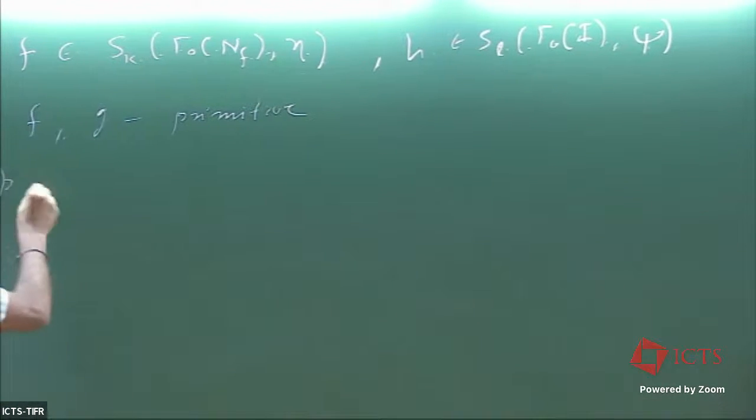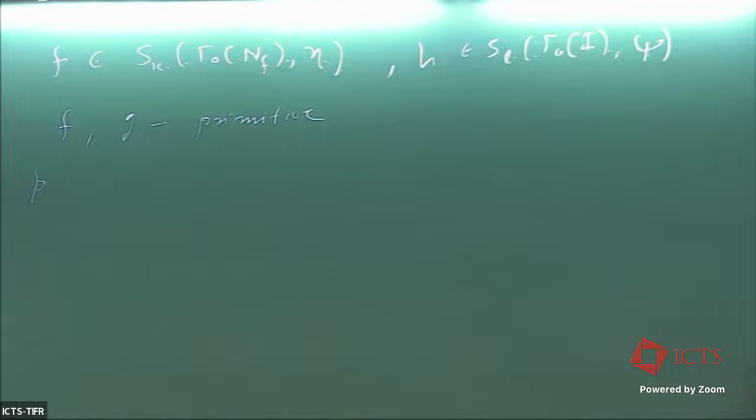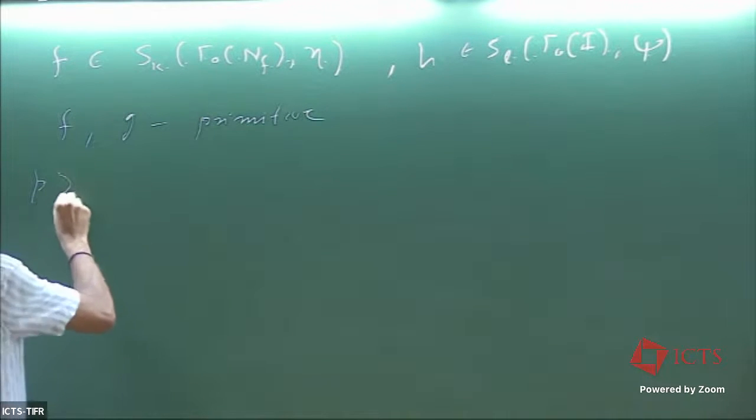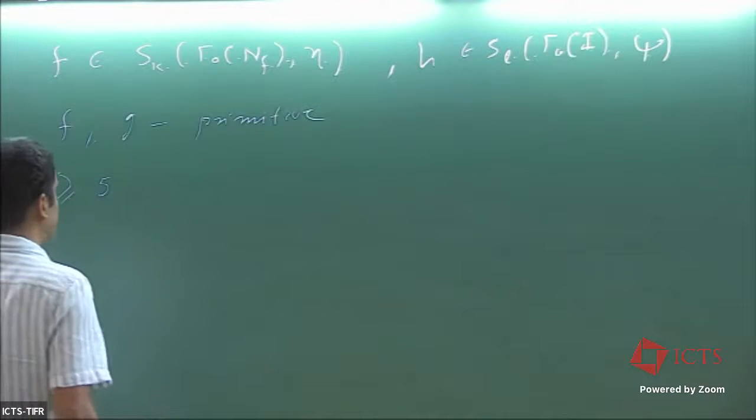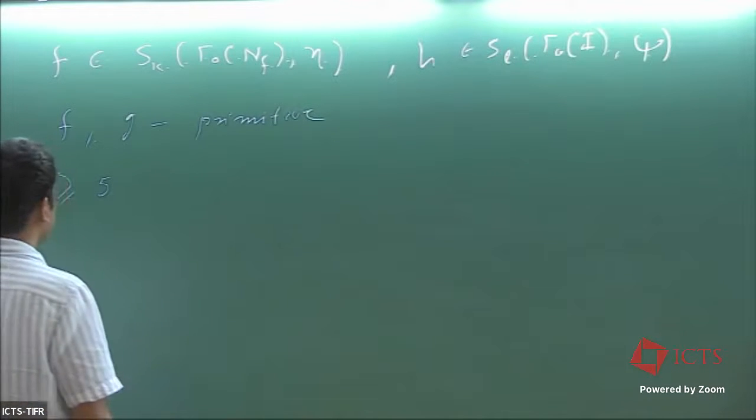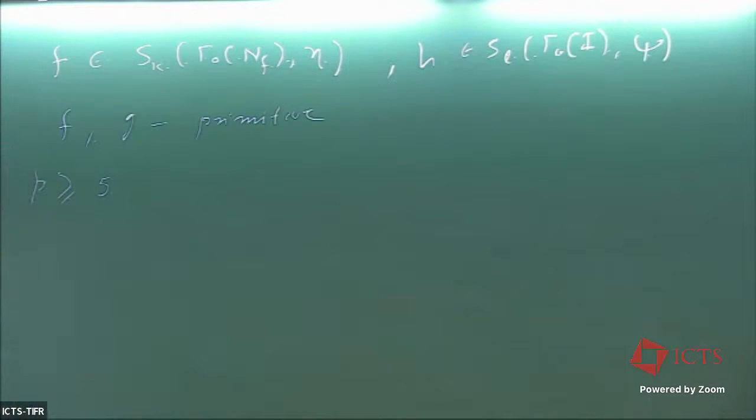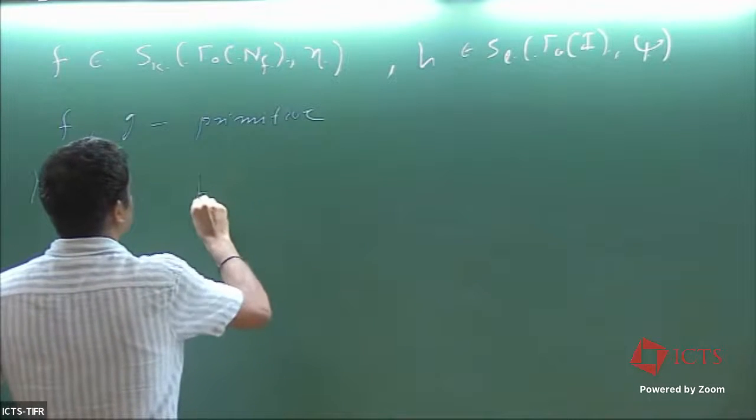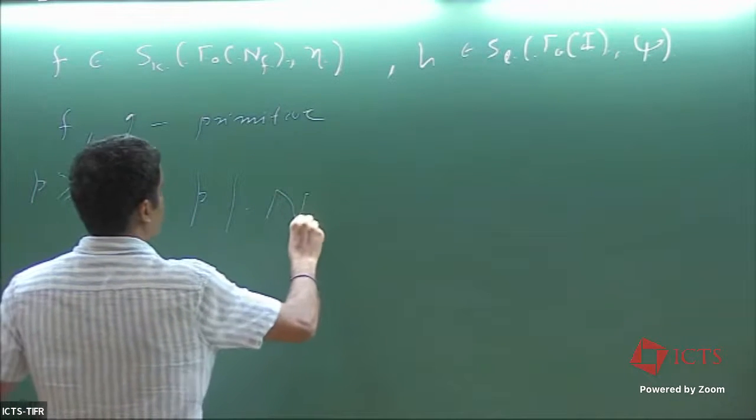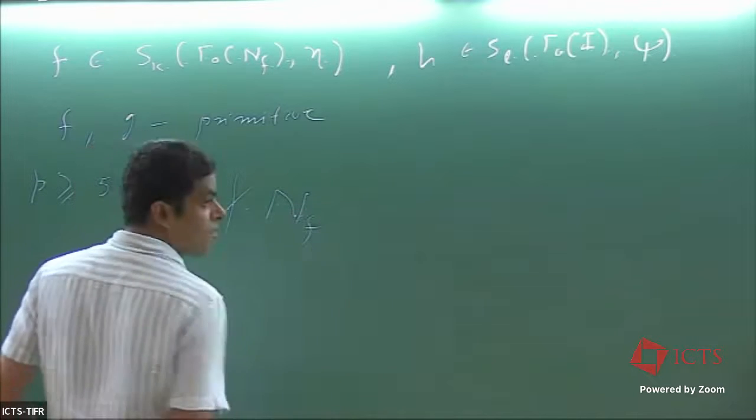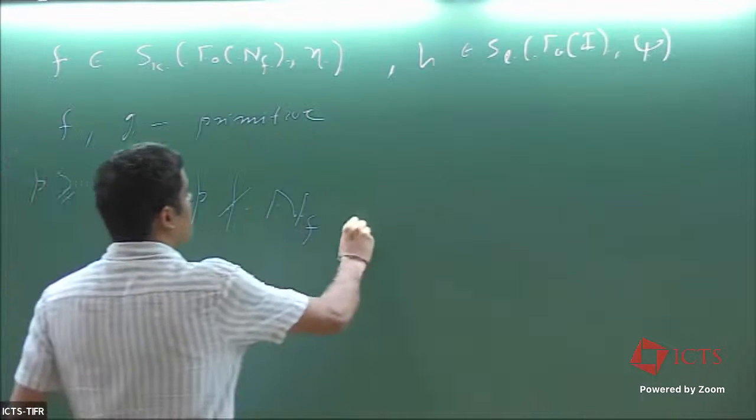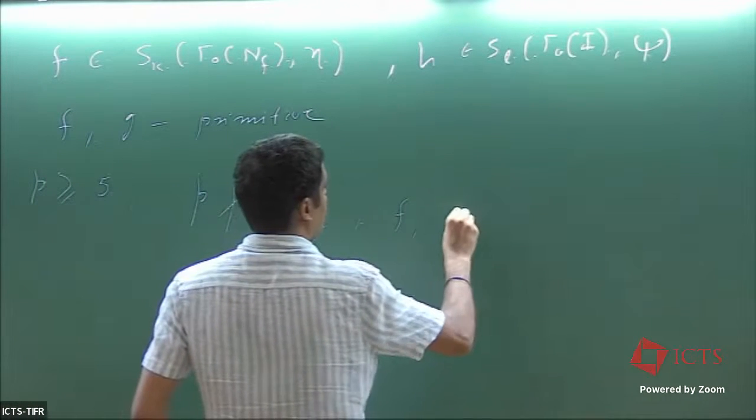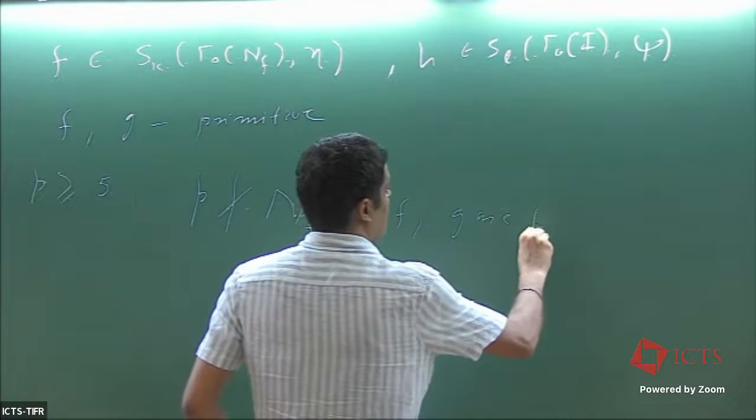Fix a prime p. For simplicity, let us assume that p is greater than or equal to 5, although most of the results which I'm going to state will actually hold even for p equal to 3, but not for p equal to 2, which we haven't even looked at. And also some extra simplification assumptions. Let p not divide N_F, so we call it a good prime for F. And one more, that both F and G are ordinary.